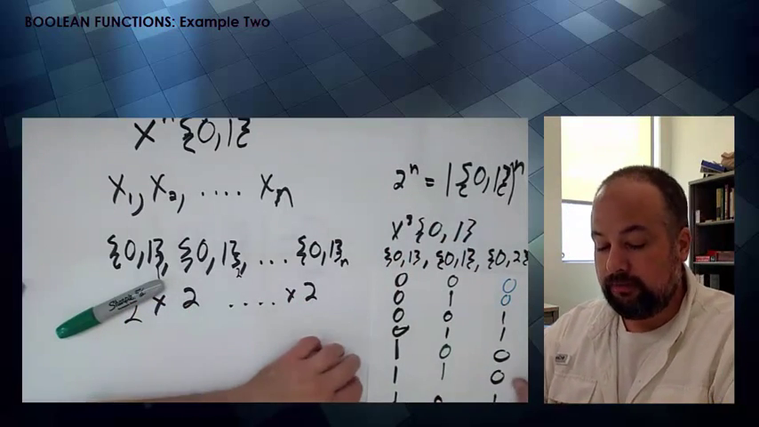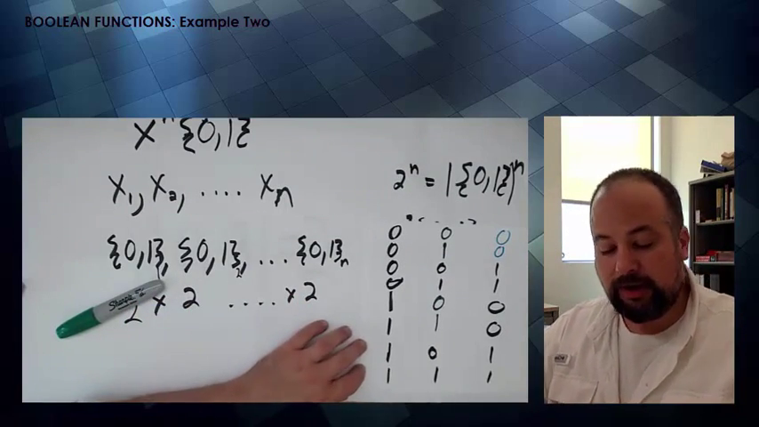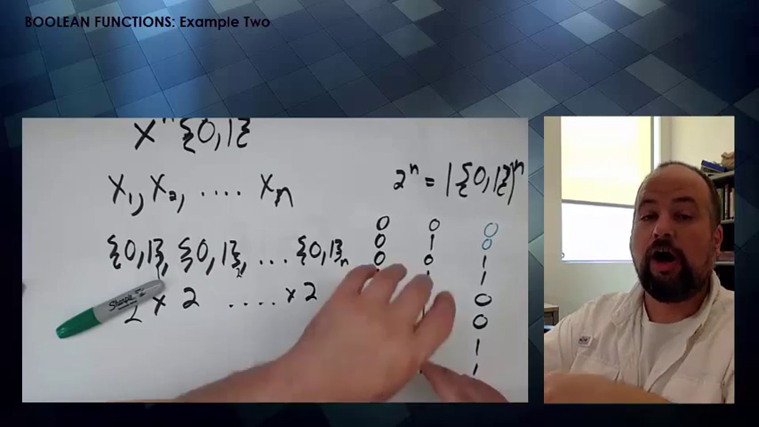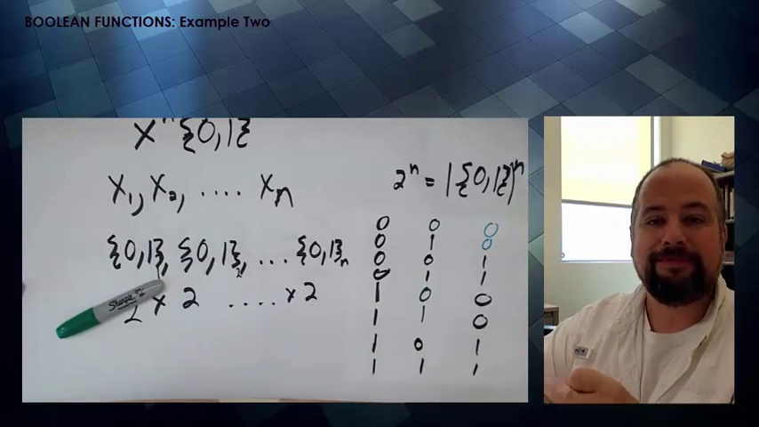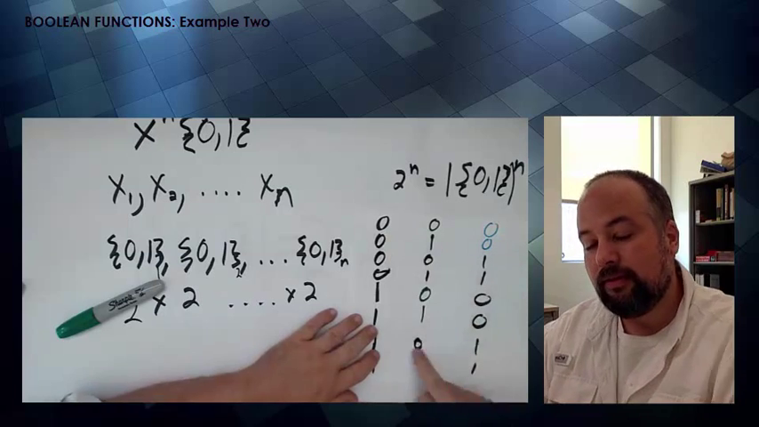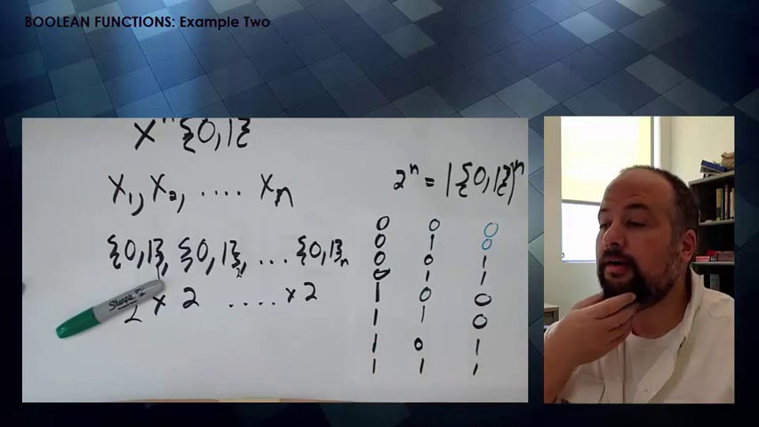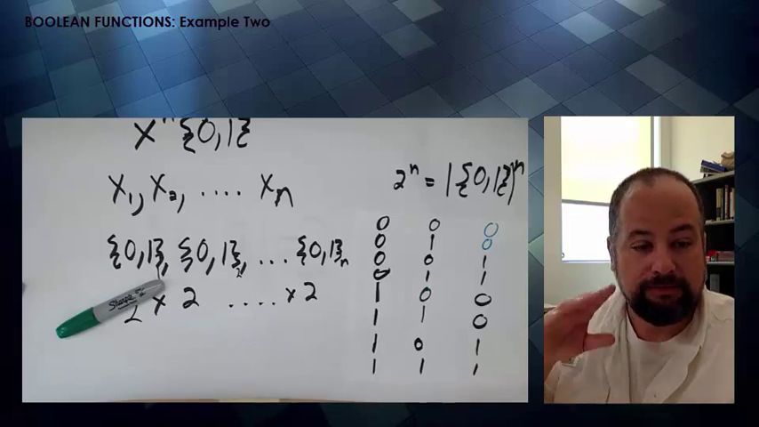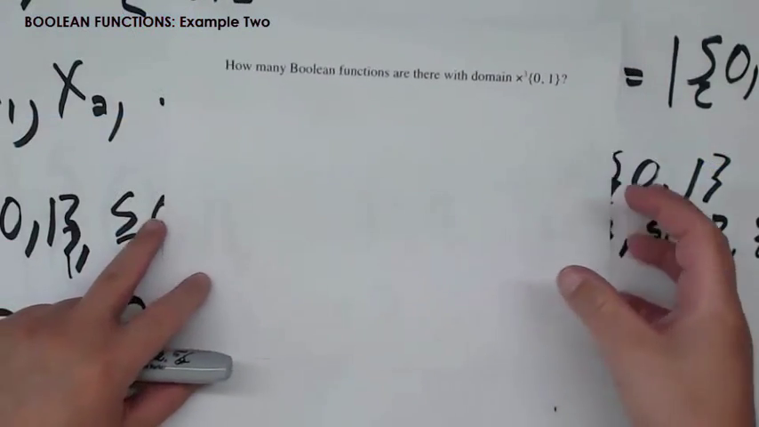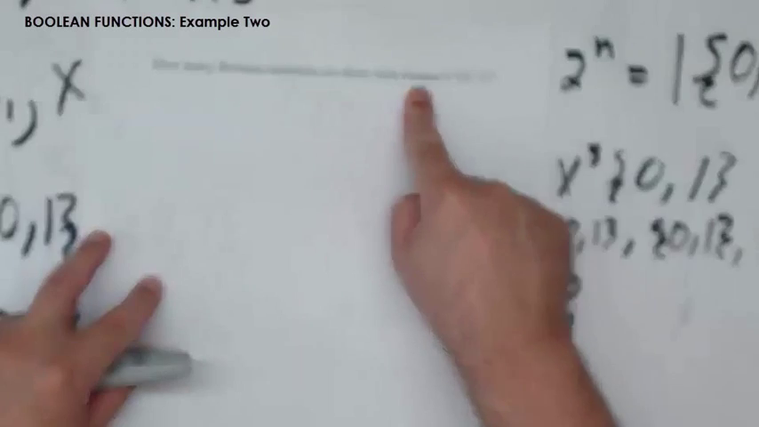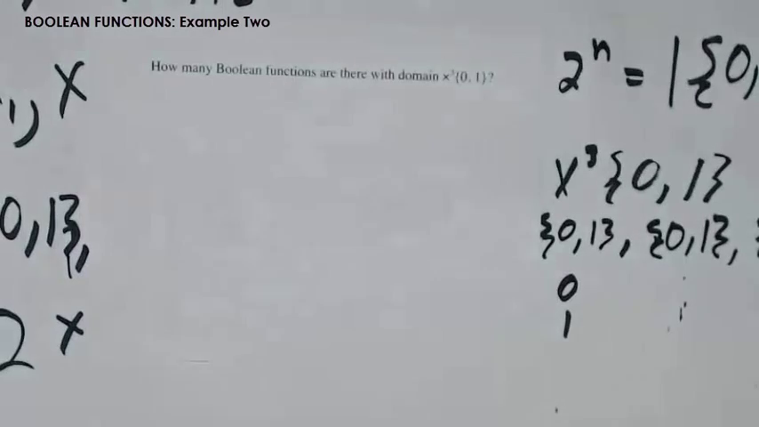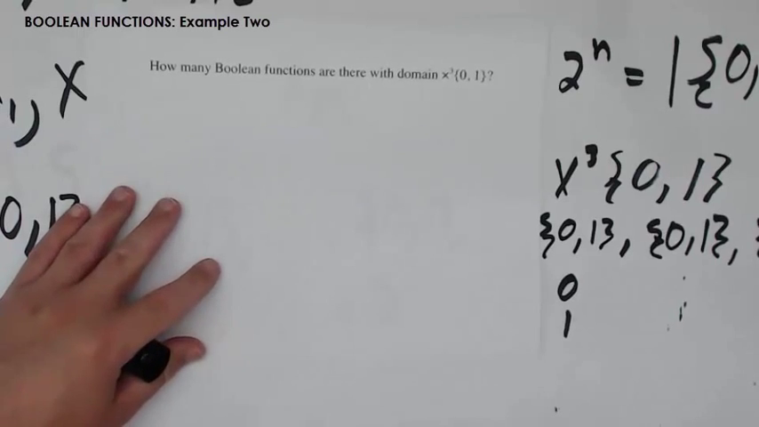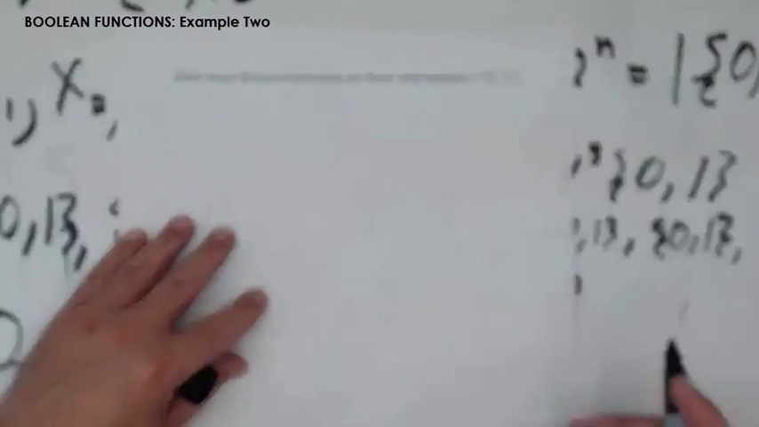I realize now that some of my writing was probably off of the camera, but I hope this makes sense. We're going to go over it again in class, but I want you to get the general idea. All right? So now, back to our original question. How many Boolean functions are there with a domain of x to the 3, 0, 1? So that's our domain. That's all possible inputs.